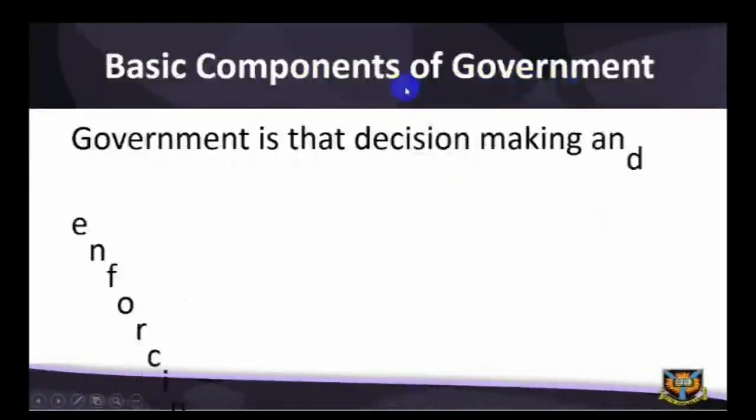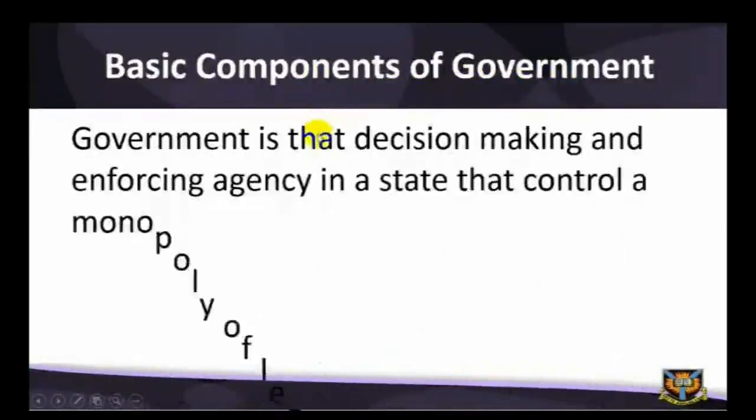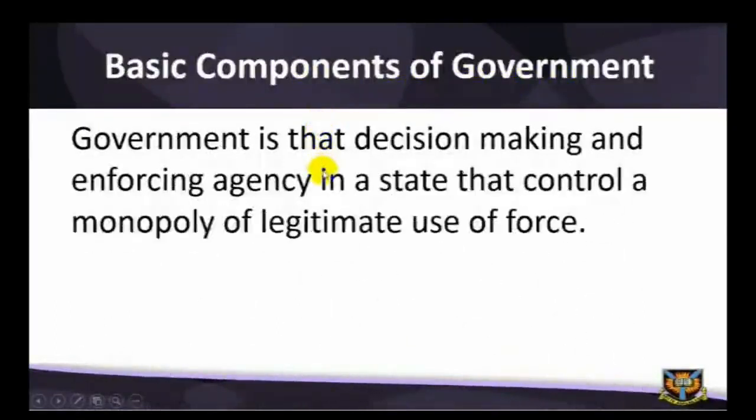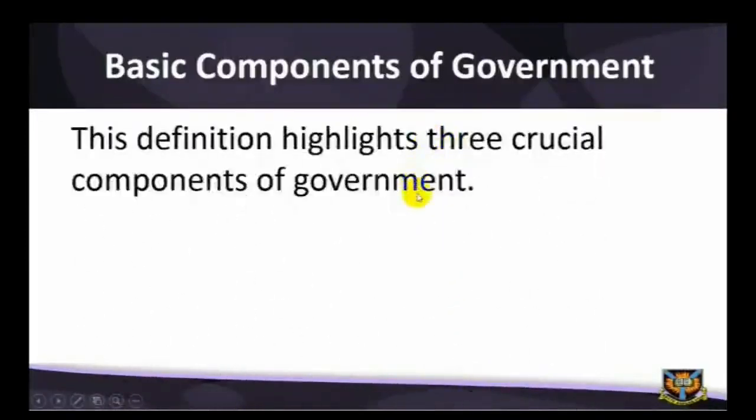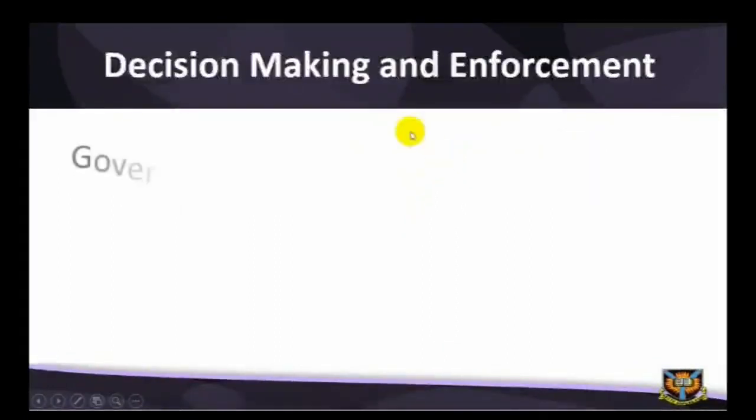Basic components of government. Government is that decision-making and enforcing agency in a state that controls a monopoly of legitimate use of force. This definition highlights three crucial components of government: decision-making and enforcement. Government exists to make and enforce decisions.